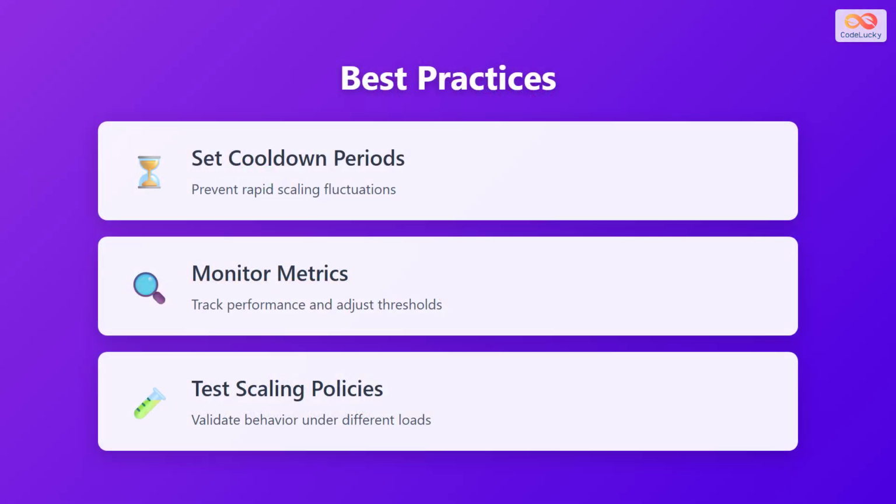Following best practices ensures effective autoscaling. Always set appropriate cooldown periods to prevent rapid scaling fluctuations that waste resources and money. Continuously monitor your metrics and adjust thresholds based on actual performance data and usage patterns. Test your scaling policies thoroughly under different load conditions before deploying to production. This testing helps you understand how your system behaves and allows you to fine-tune parameters for optimal cost efficiency and performance.